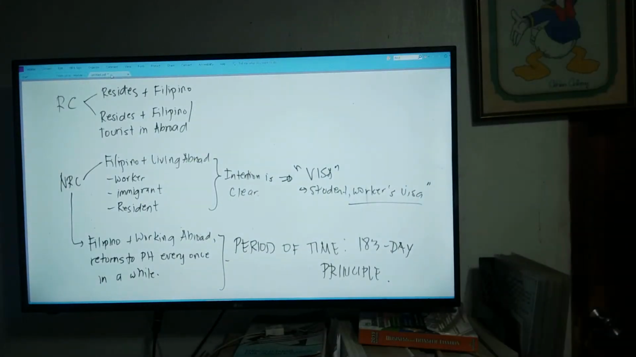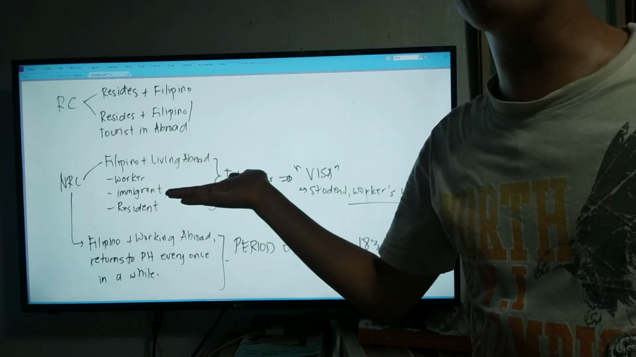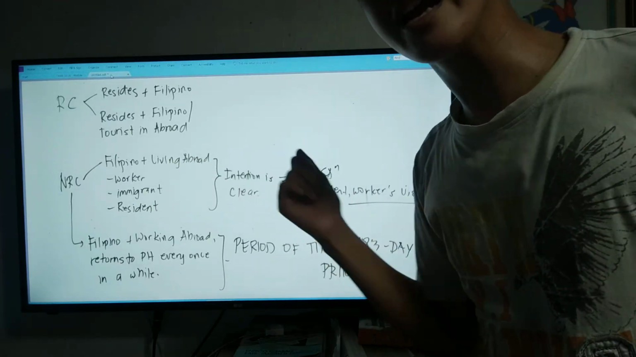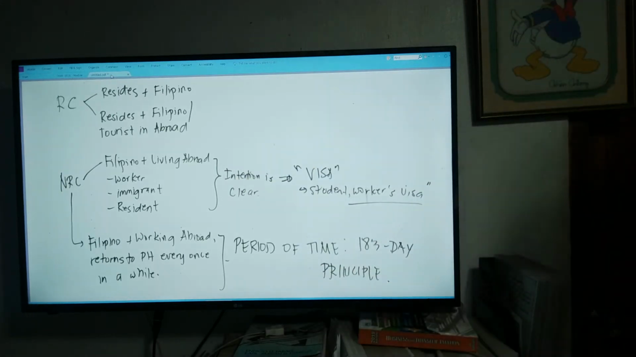So kanina, na-establish natin the fact that an NRC is a Filipino with a definite intention to live abroad, either as a worker, as a student, as an immigrant, as a resident, for a very long period of time. Those are examples of a non-resident citizen.